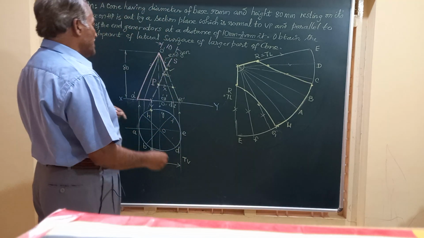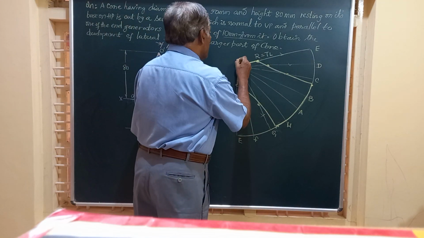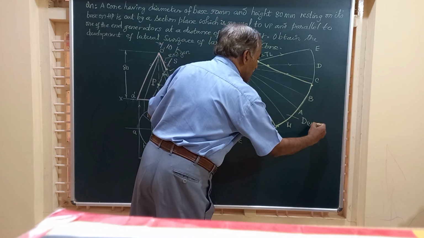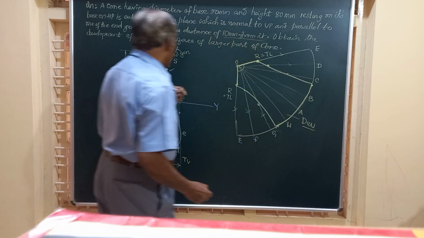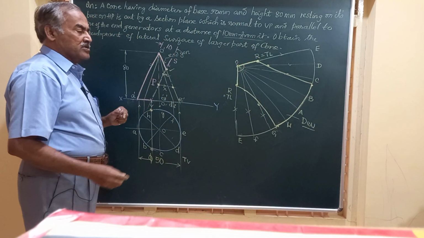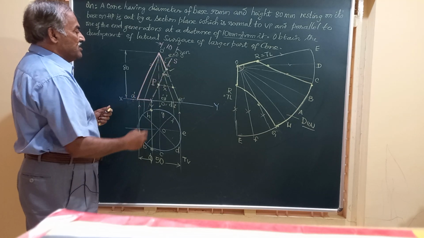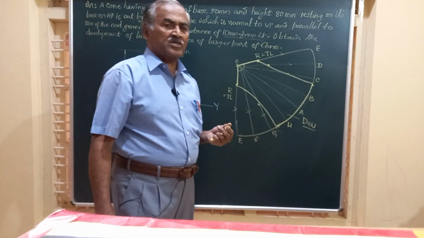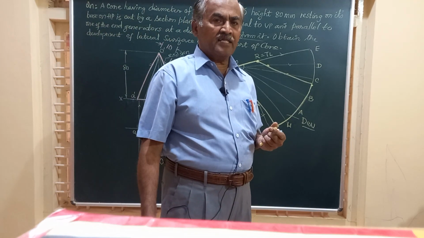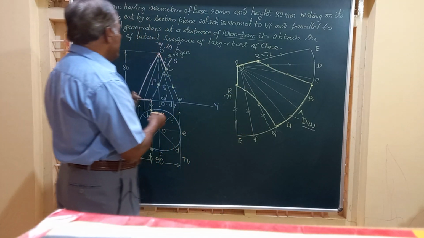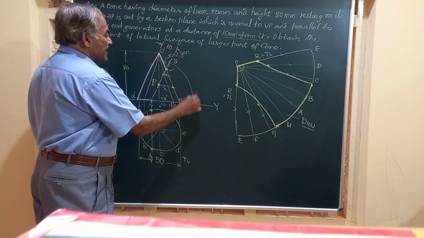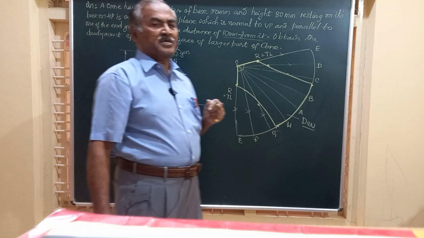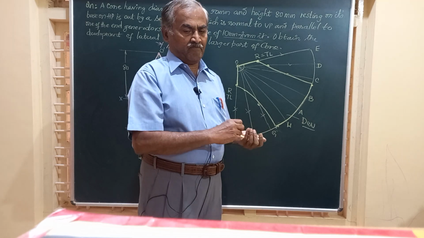Friends, this is the development of the lateral surface of the larger part of this cone, which is cut by the section plane, which is normal to VP and inclined to HP. In fact, they ask you to find out what angle the section plane is making with HP. You can simply measure this angle and keep the answer. This is the angle the section plane is making with the horizontal plane.